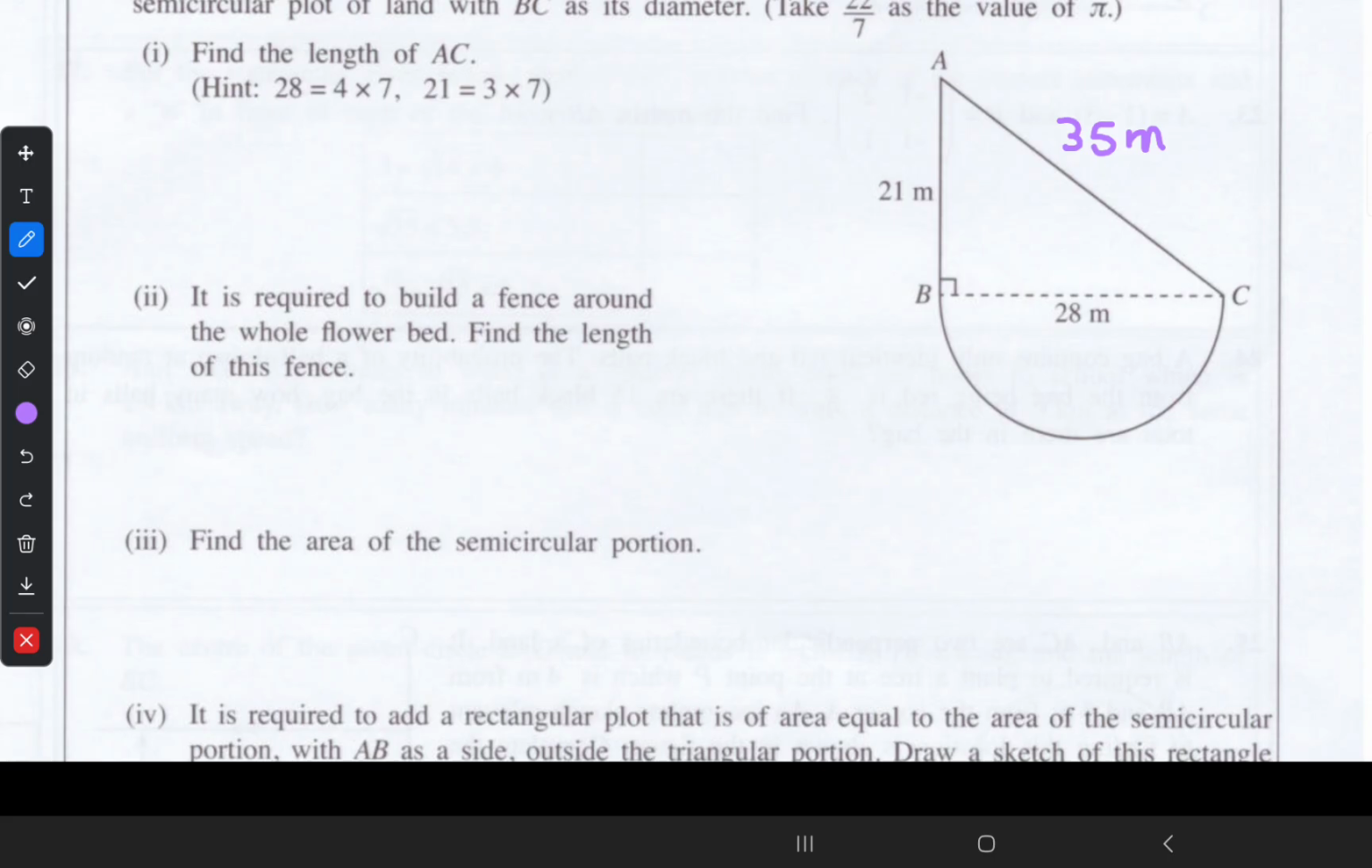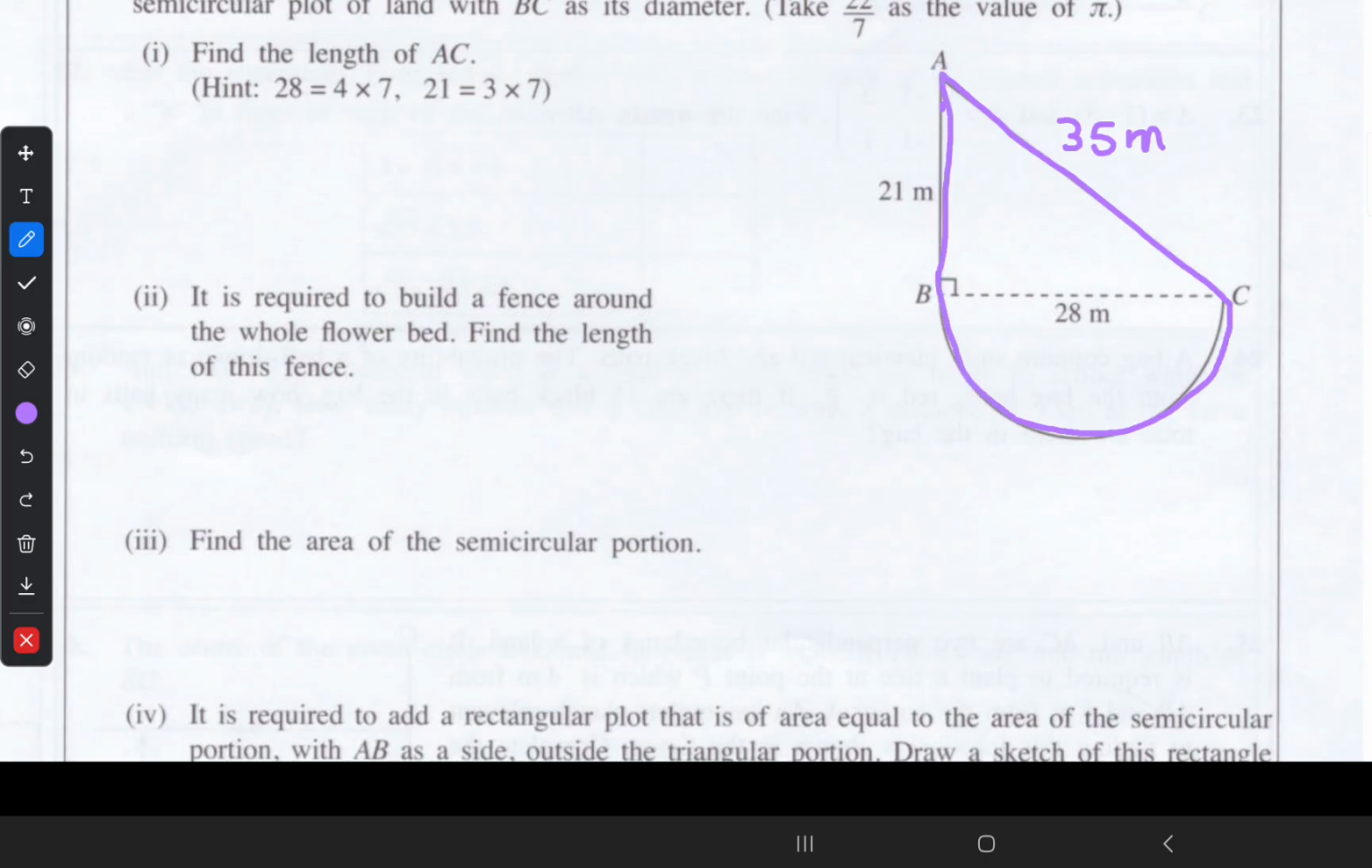Second question: it is required to build a fence around the whole flower bed. Find the length of the fence. This is our flower bed. We are going to construct a fence. Required to build a fence, that means we are going to cover the whole edges.